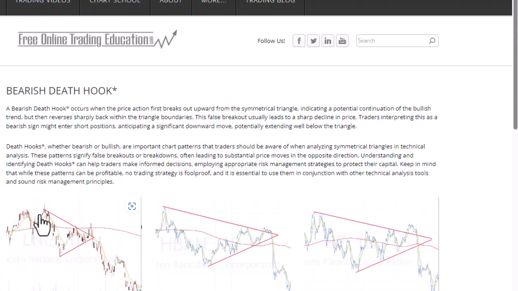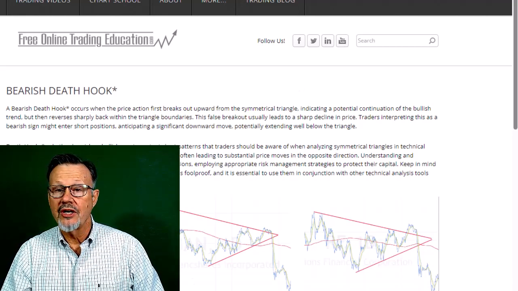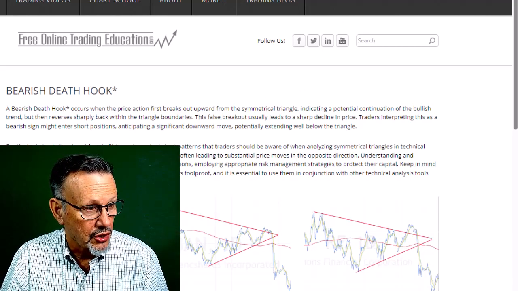It's where you're in a bullish setup, and in my case, it was a bull pullback. It could have been a symmetrical triangle where it breaks out and then falls down, usually on larger volume. It is a reversal where now the market, look at this one, just crashed down, and this one popped out and then crashed down. Mine did it in one candle. So that's what's called a death hook, and you can look at it at freeonlinetradingeducation.com in our free chart school.